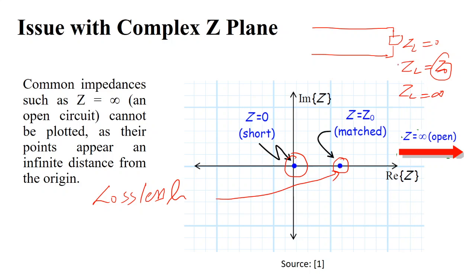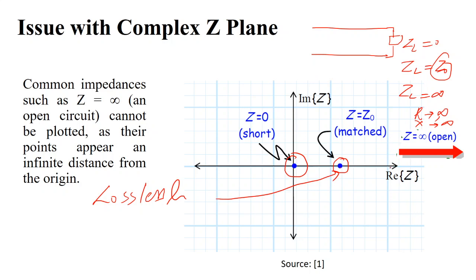So for open circuit, ZL is infinity. It means either the resistive component will be infinity or the reactive component goes to infinity, and both can go to infinity. So if any one is infinite, it means ZL is infinite. So this value will go to the point at infinity, and we can't show this point on this complex Z plane.